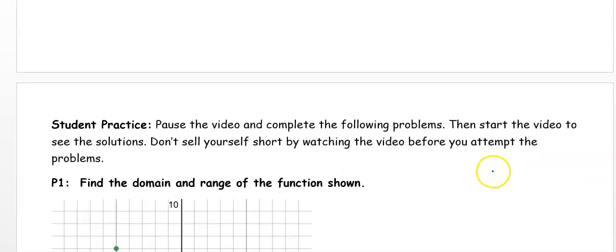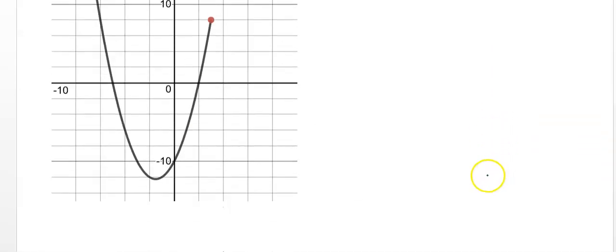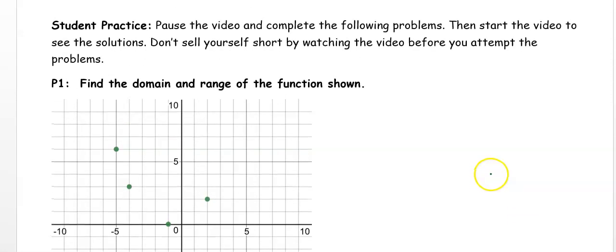So let's take a look at some practice problems. Now we have that one and that one. So we have two practice problems similar to what you just did. I'd like you to stop the video and try those and come back.